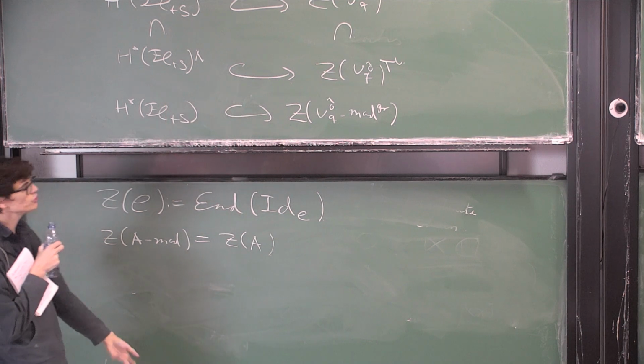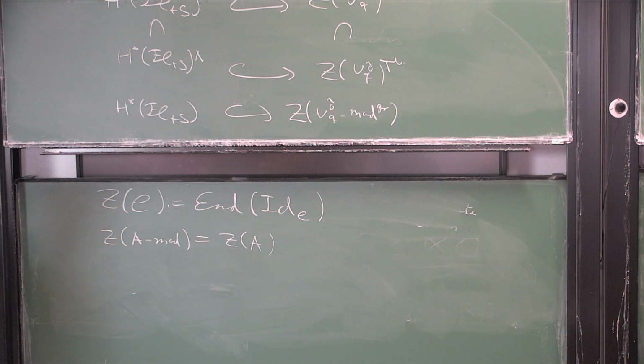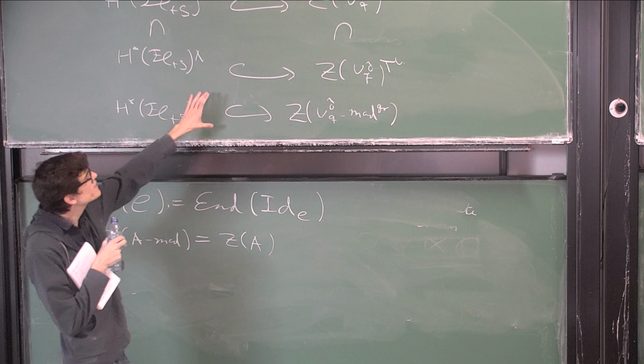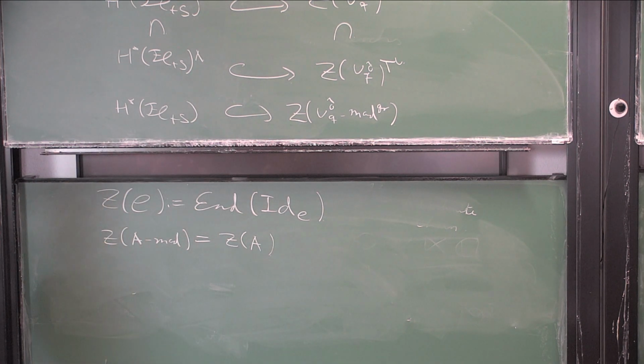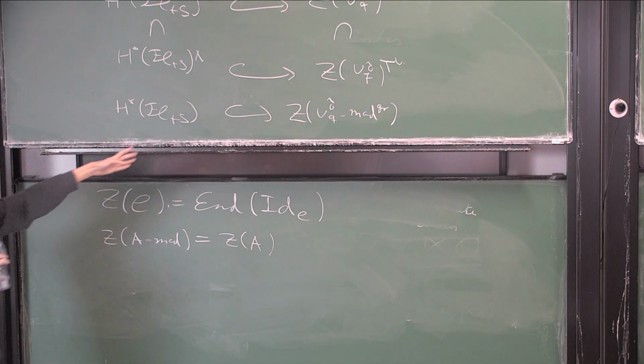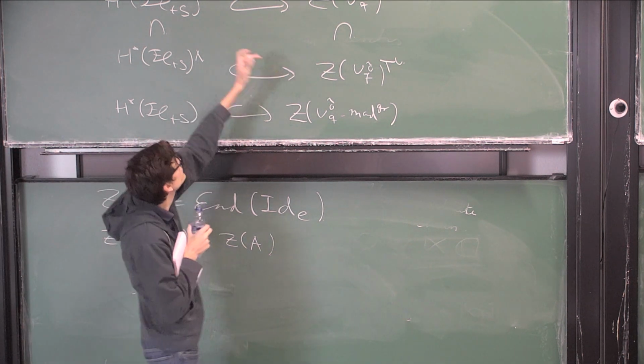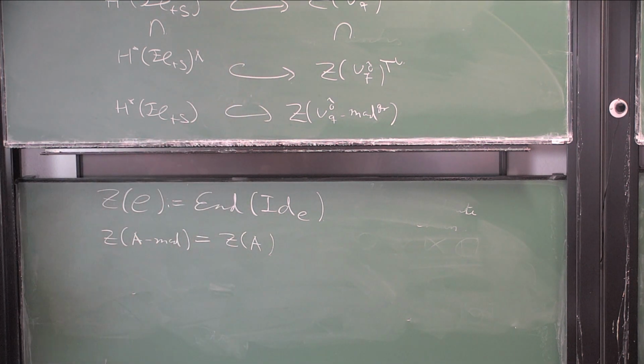Because we have taken a quotient, the center could a priori increase, and so we only get a priori these inclusions. But the conjecture is that all these maps going across are isomorphisms.